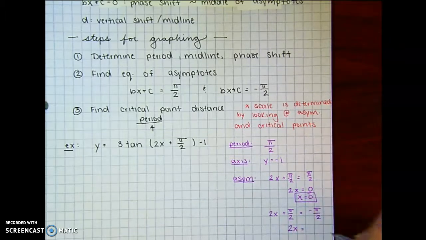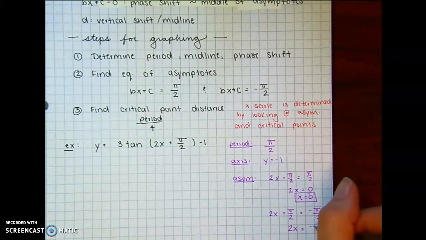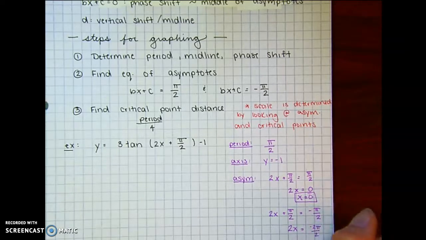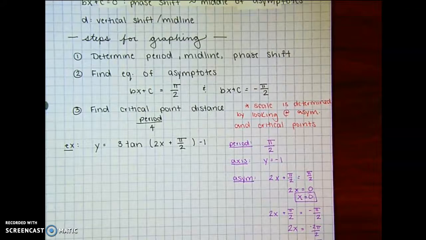Alright, so 2x equals negative pi over 2 minus pi over 2, which would be negative 2 pi over 2, which is just negative 1. So then that means x is going to equal negative pi over 2. And the critical point distance is going to be a period divided by 4. So that's times 1/4, which equals pi over 8.